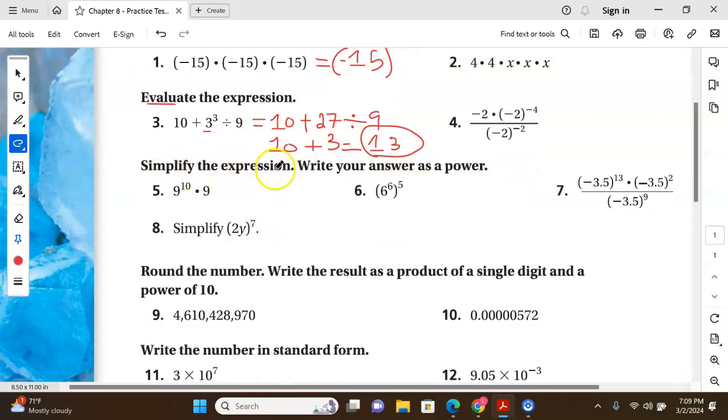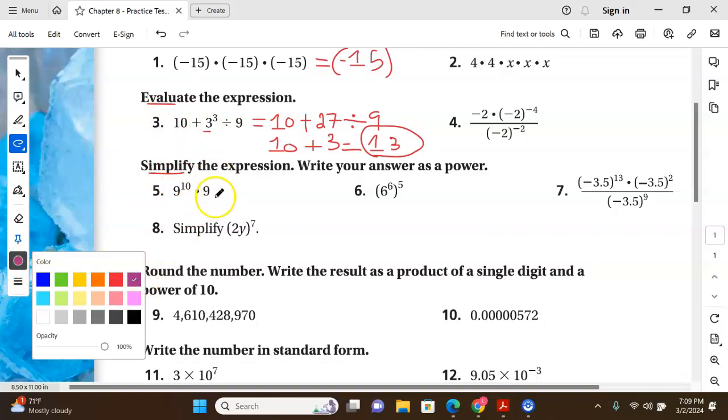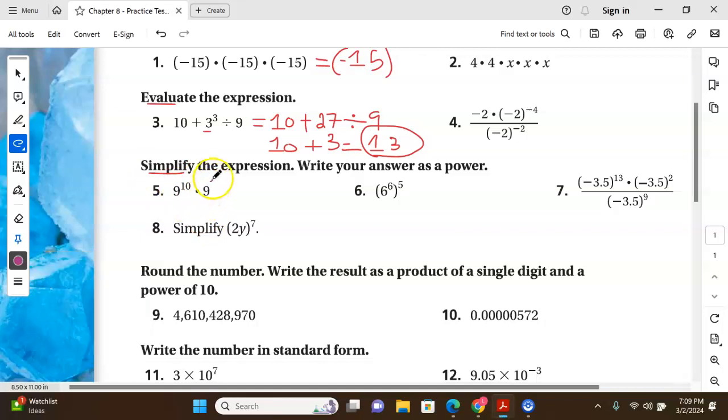Okay, simplify the expression. It's asking you to simplify. Again, it's not asking you to evaluate, it's asking you to simplify. 9 to the 10th power times 9. Well, think about it, 9 is the same thing as 9 to the first power. You don't have to write the 1 there if you don't want to, but 9 is the same thing as 9 to the first. So now I need to simplify and write my answer as a power. So 9 to the 10th times 9 to the first.